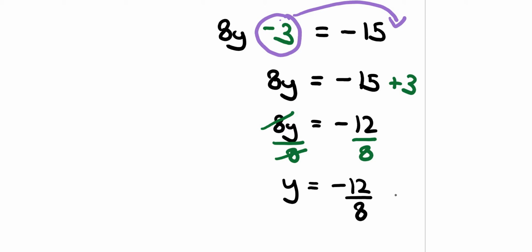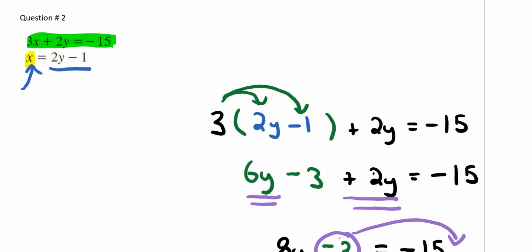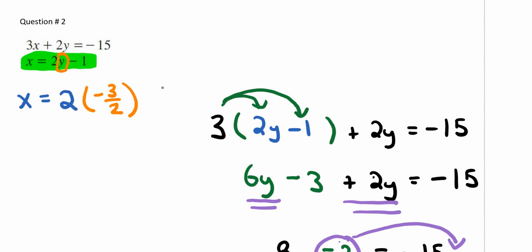Now, negative 12 over 8, if I reduce the fraction here, that's going to be negative 3 over 2. So my y value is negative 3 over 2. Now, what we have to do now is we need to go back and solve for x. And if I go back to the original question here, if I go ahead and highlight the second equation here, we know that x equals 2y minus 1. Let's just recopy that. And I know that the y value here has a value of negative 3 over 2, right? So we just substitute the y, which is negative 3 over 2, and then the minus 1 remains.